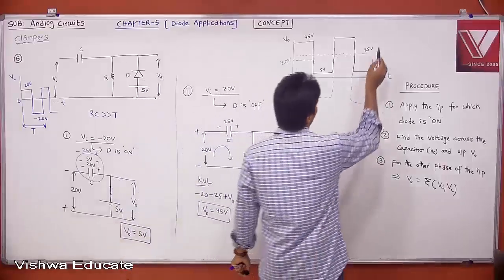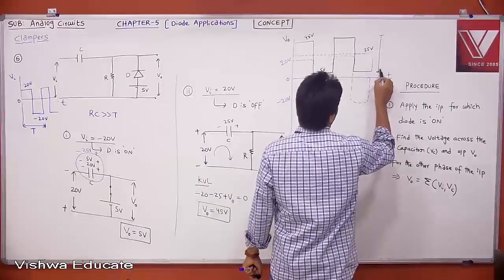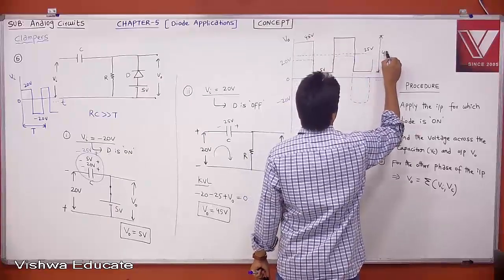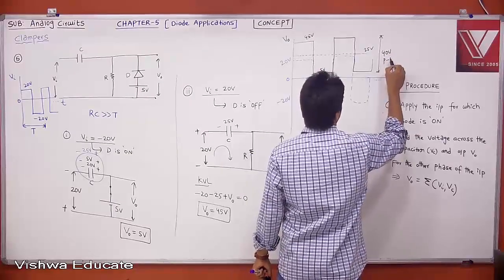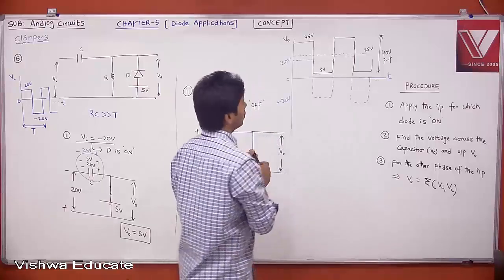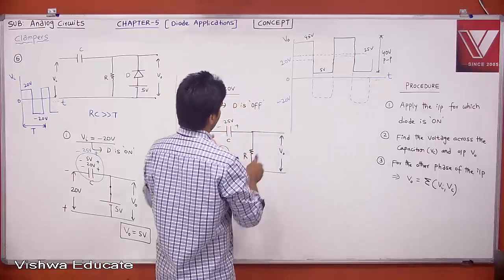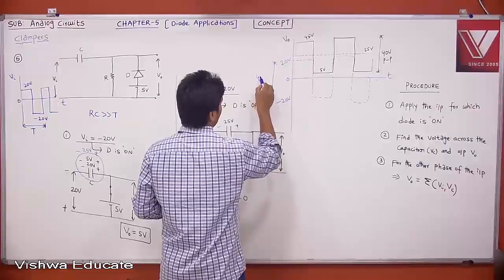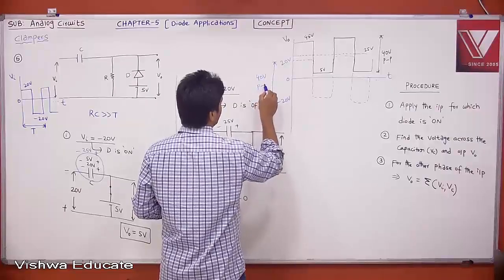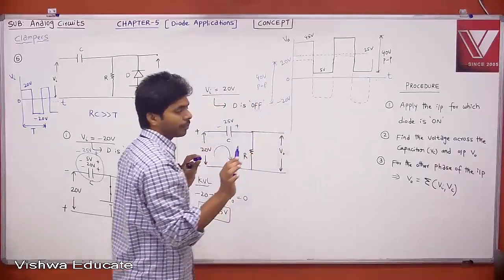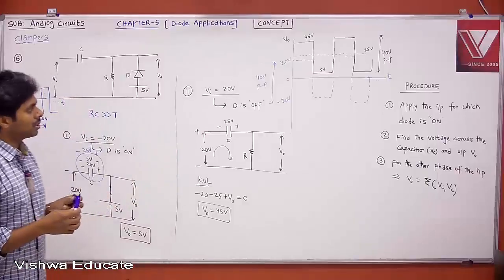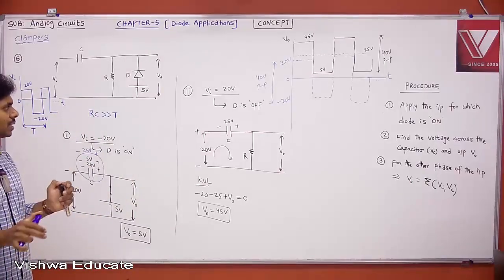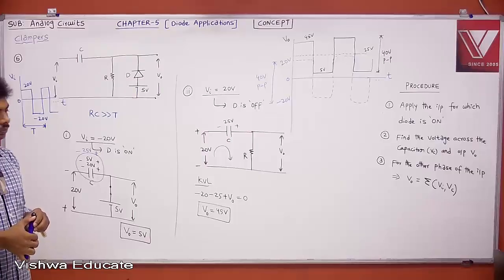Therefore, what is your output peak to peak? It is nothing but 45 minus 5, that is 40 volt peak to peak. Your input peak to peak is also 40 volt peak to peak. Okay. I hope everybody understood the procedure. If you blindly follow the procedure, you will get the answer. Okay. With this I can say clampers are over.